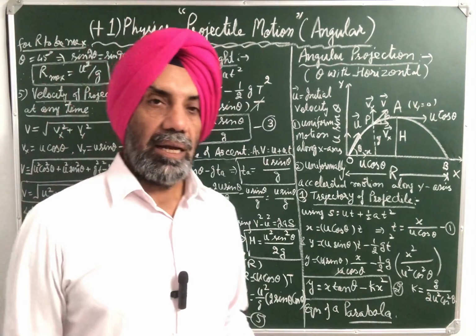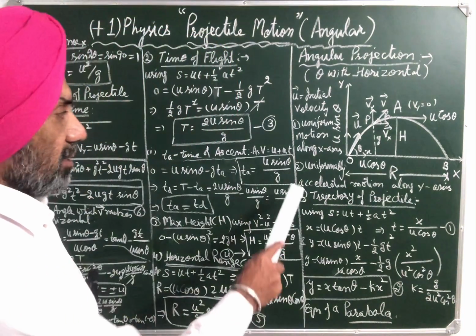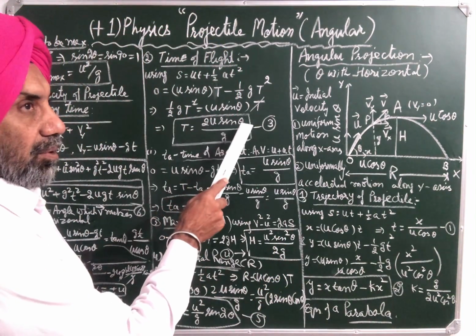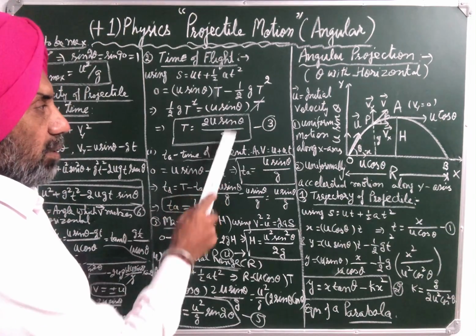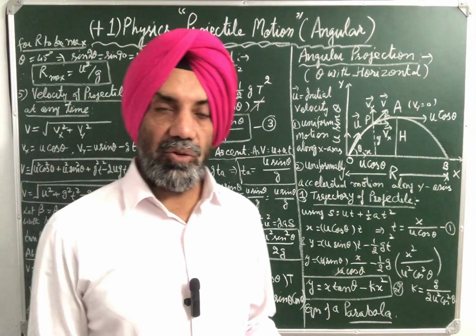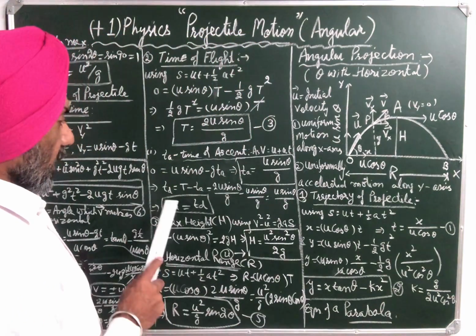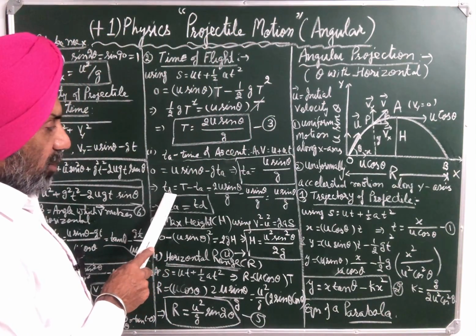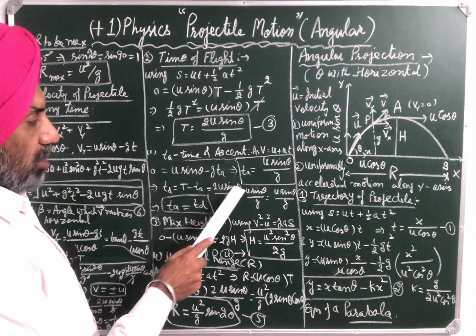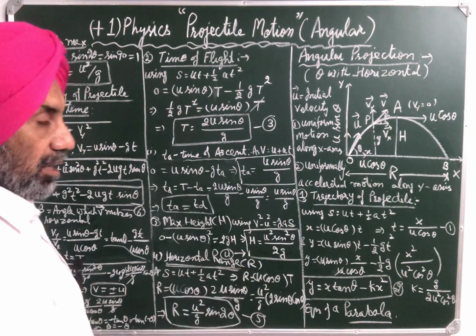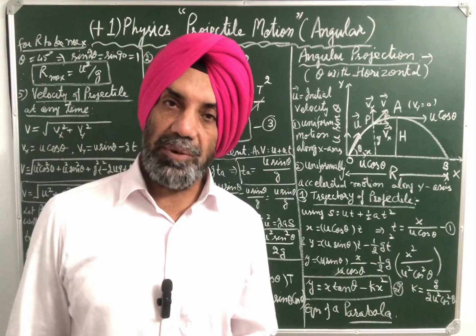So it means time of ascent is equal to u sin theta by g, while total time of flight is 2 u sin theta by g. It means time of ascent is equal to half the time of flight. And therefore similarly we can find time of descent. Td is equal to T minus Ta, 2 u sin theta by g minus u sin theta by g, which is u sin theta by g. It means time of ascent is equal to time of descent.